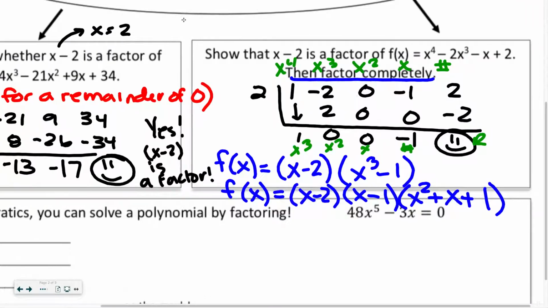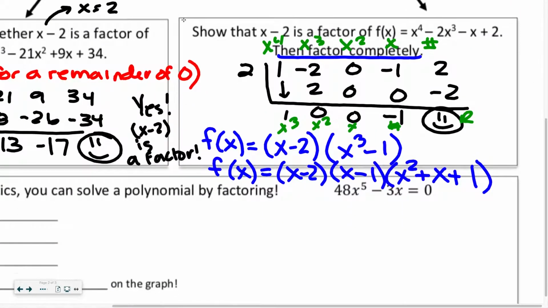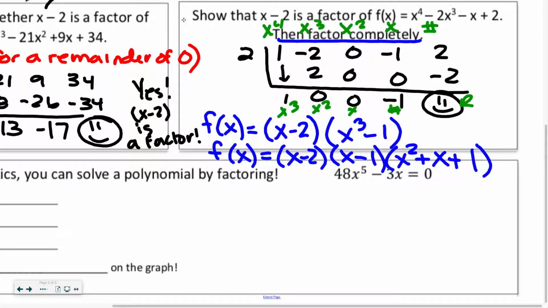See if I can get it to go over so I can see it a little better.